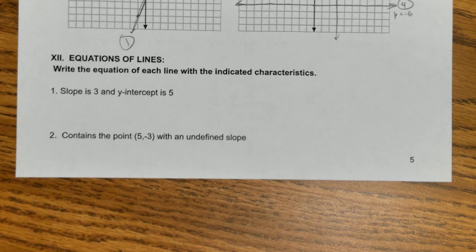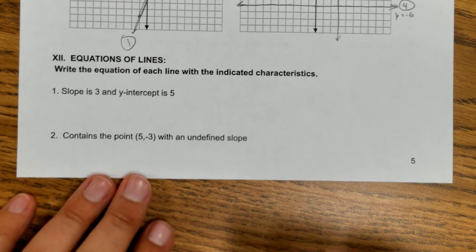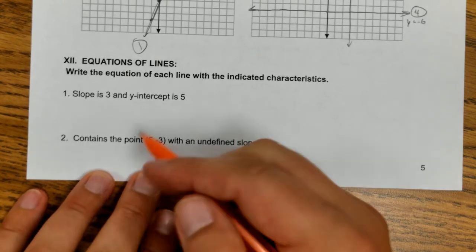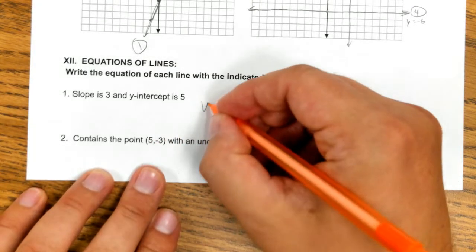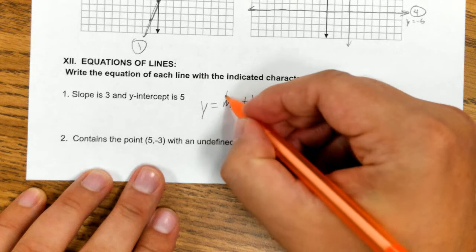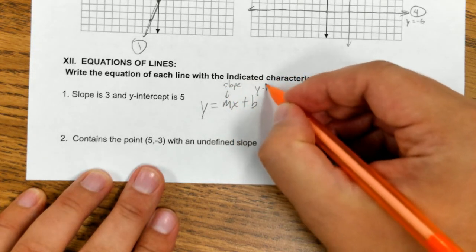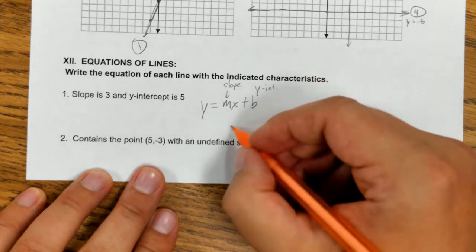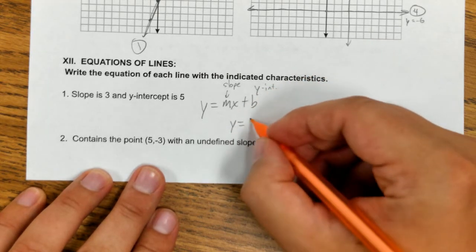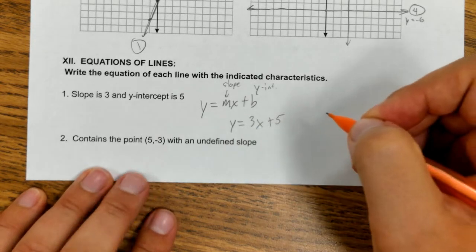We're going to use two different forms, so just be aware of that, and you'll see that as we get to it. The first one, when they give you the slope and the y-intercept, that is just y equals mx plus b, where m is your slope and b is your y-intercept. So that's just going to be y equals 3x plus 5, done.